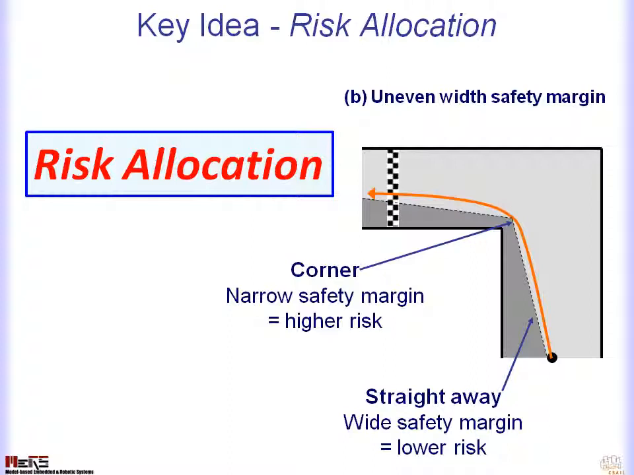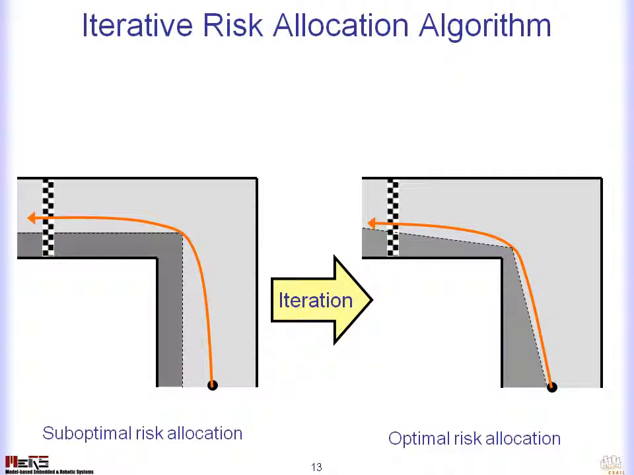This observation leads to the notion of risk allocation. In order to maximize the performance under a risky environment, you need to optimize the allocation of risk. Taking a risk at the corner results in a greater time savings than taking the same risk at the straightaway. In order to optimize the allocation of risk, we developed a novel algorithm called iterative risk allocation.